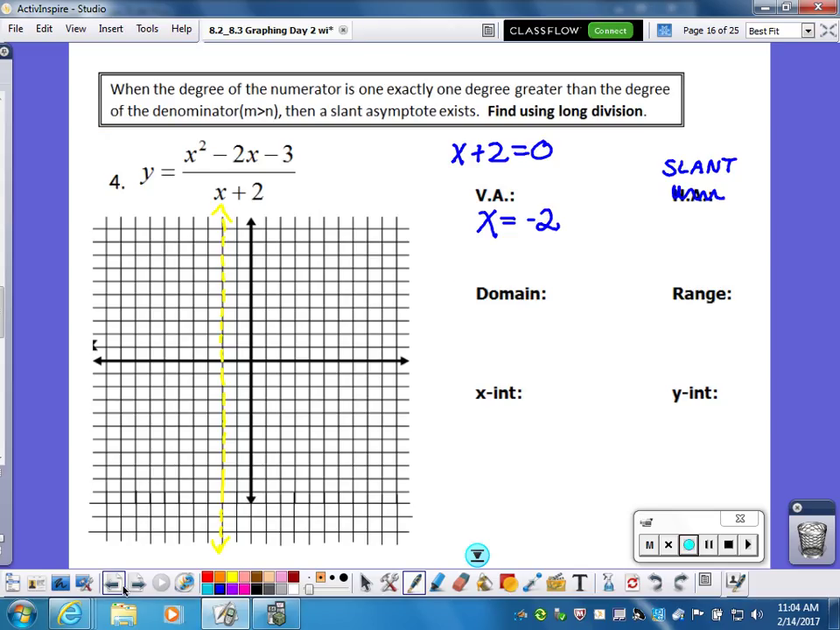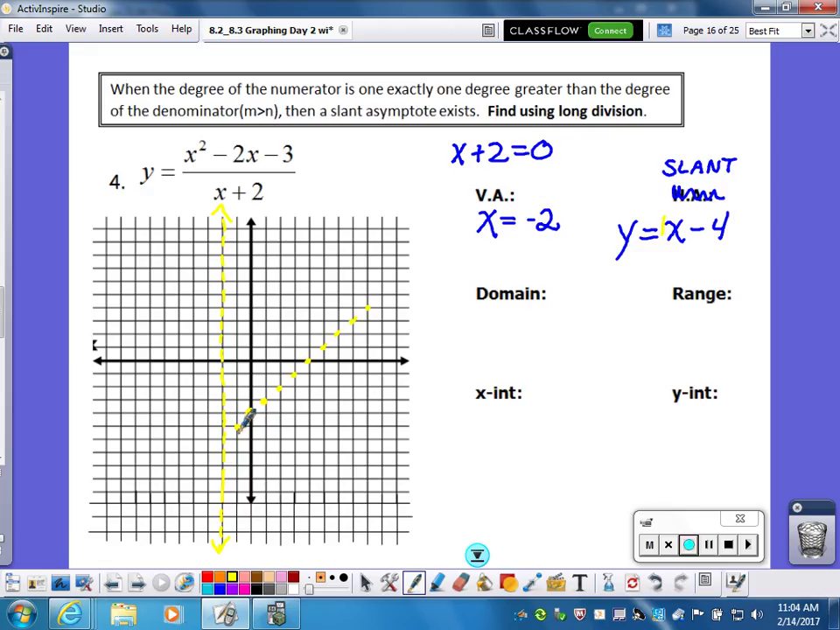So I'm going to go back to my graph. And remember, our slant asymptote was y equals x minus 4. Now, how do we graph something like that? Well, we start with the y-intercept. So we go down 1, 2, 3, 4. So I'm going to plot 0, negative 4. My slope is 1, guys. My line should be rising. So I'm going to go up 1 over 1, up 1 over 1, up 1 over 1.